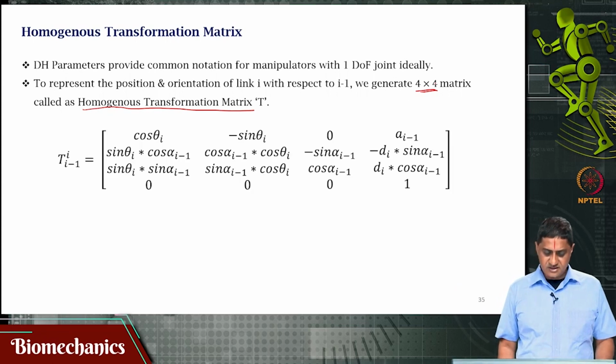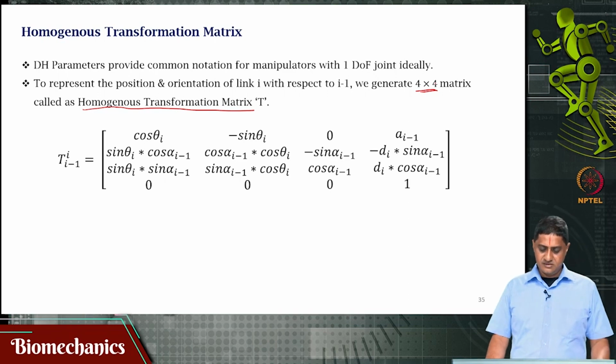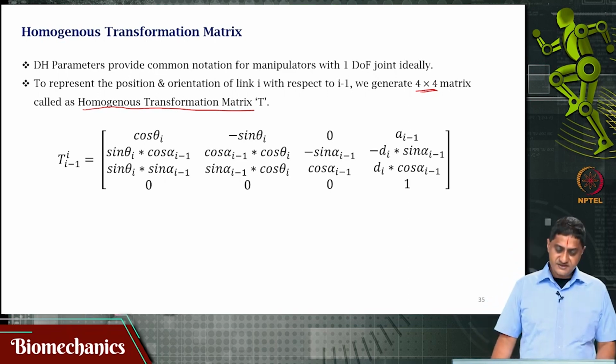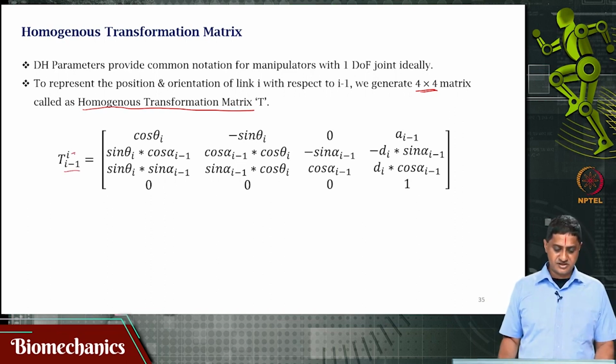Now, what would this transformation matrix look like? This is how it will look. This is the transformation between i minus 1 and i. How do I know this? Because that is the notation. It says T subscript i minus 1 superscript i is the transformation between the i minus 1th frame and the ith frame.